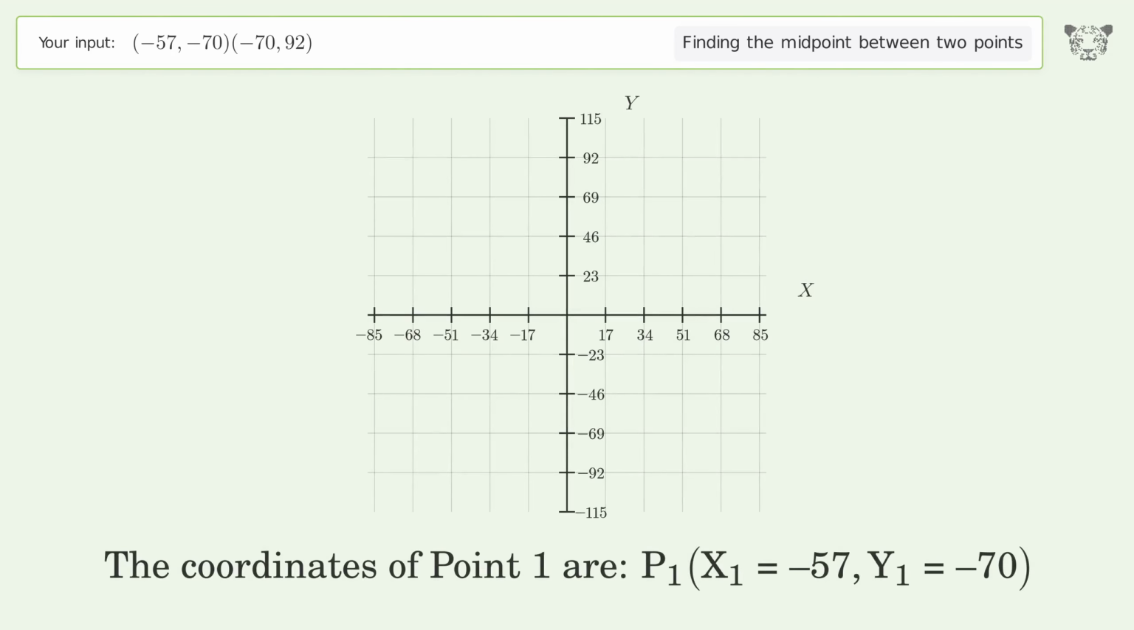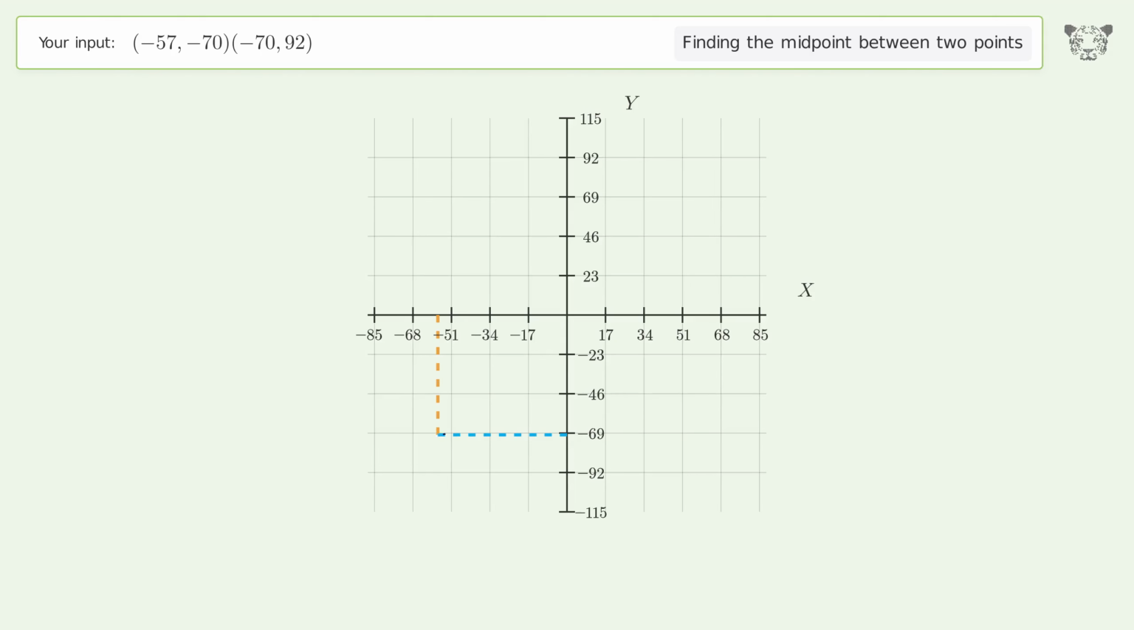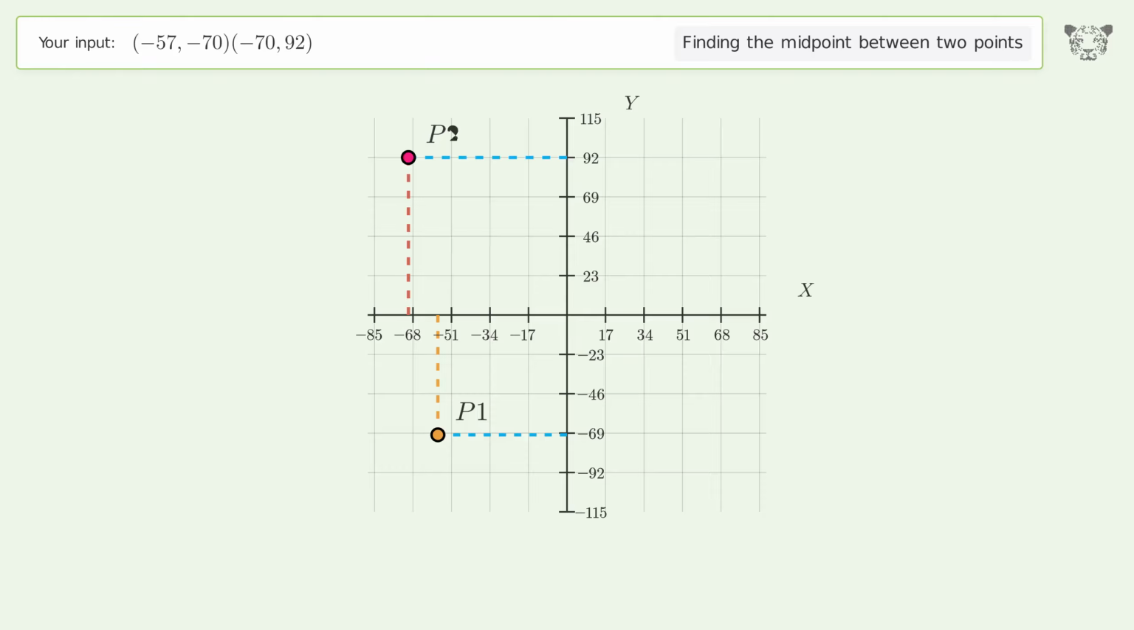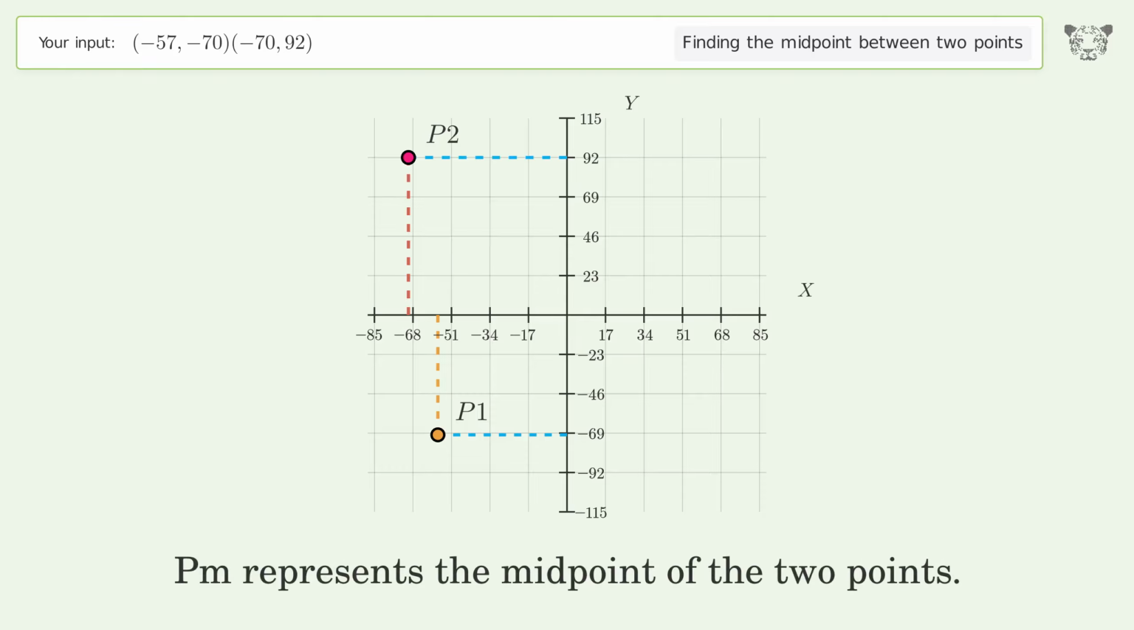The coordinates of point 1 are, x1 equals negative 57, y1 equals negative 70. The coordinates of point 2 are, x2 equals negative 70, y2 equals 92. PM represents the midpoint of the 2 points.